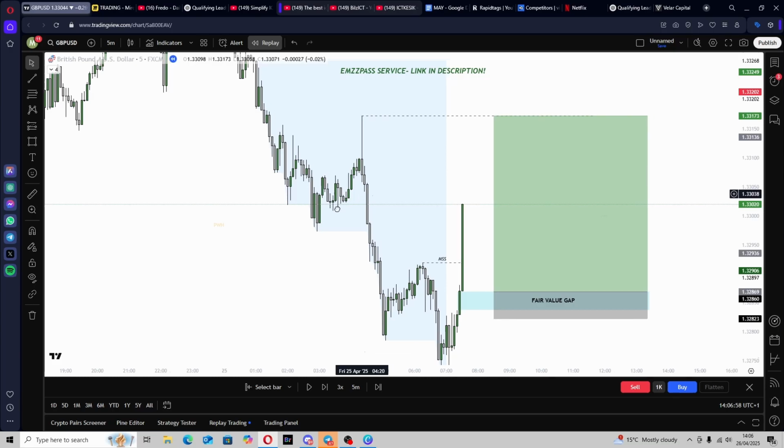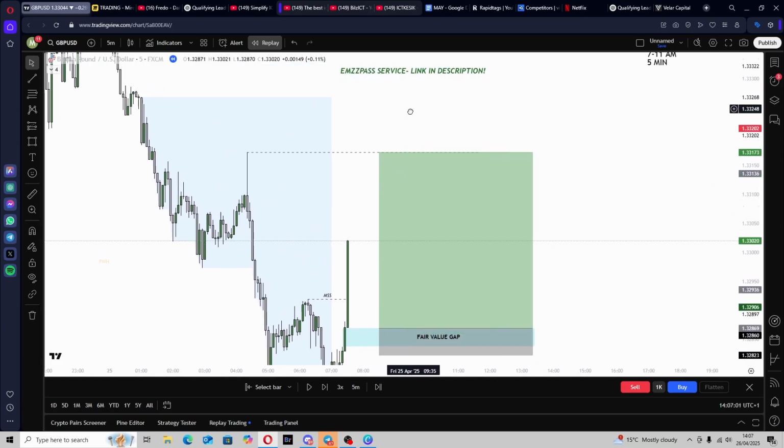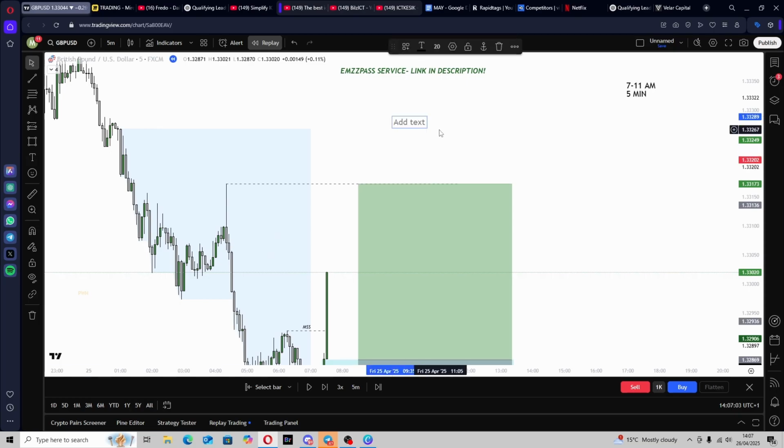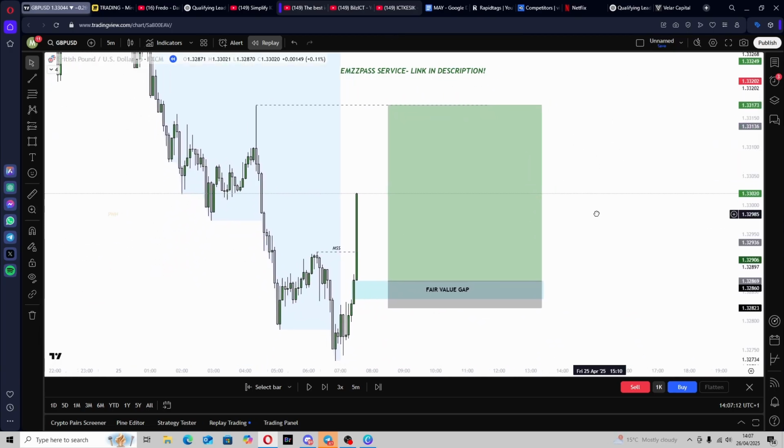If you want this indicator, by the way, it marks out your Asian session, London session, and New York. It's going to be right here. It's called Asian Session Range. So that's what the indicator is called. If you want to actually search that up in the indicator space, you will get it straight away.